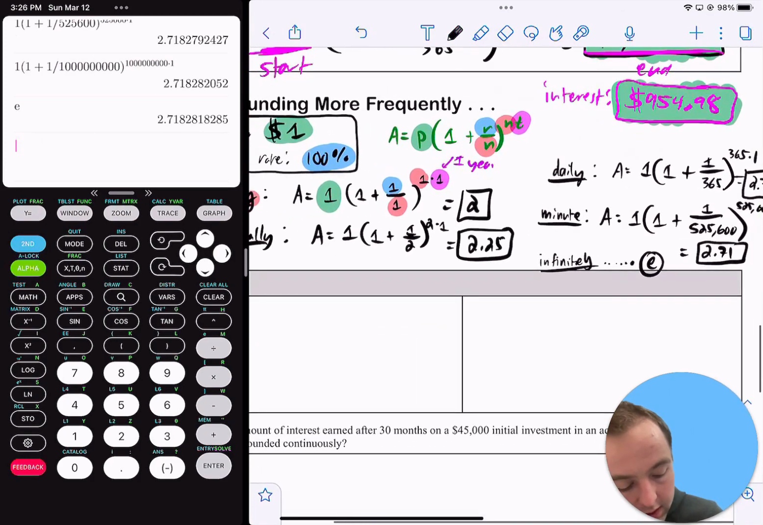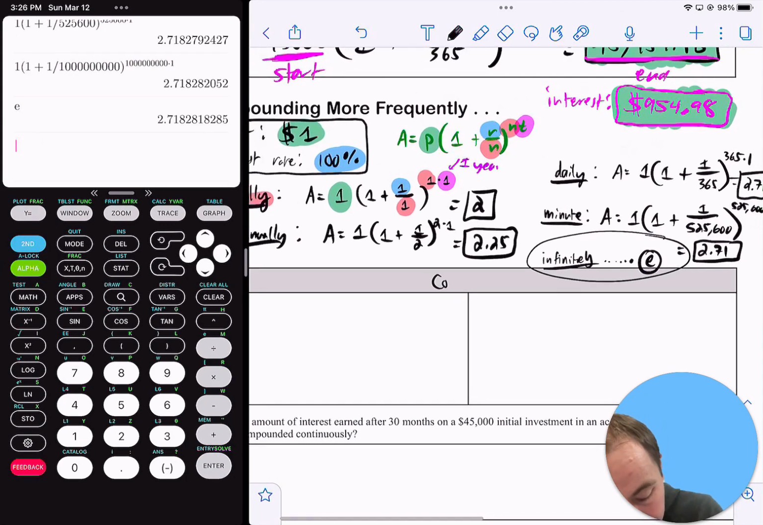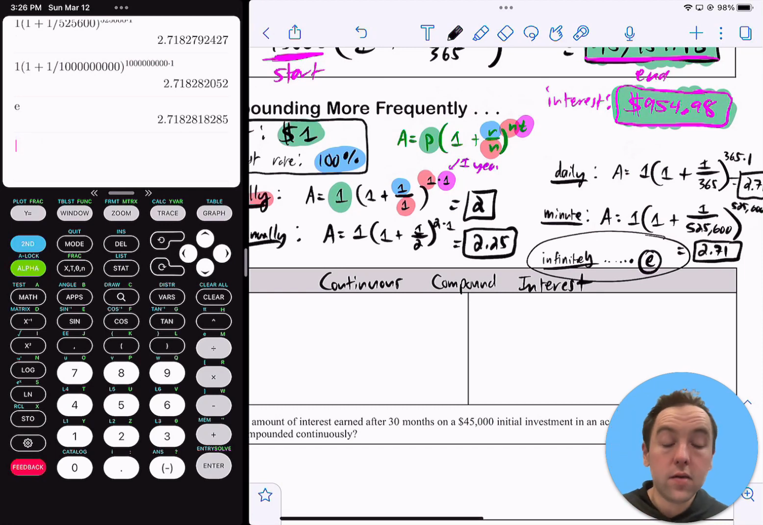So what I've just helped develop right here is the idea of having an account with compound interest, so it grows off the most recent balance in the account, the initial principal plus any earned interest up to that point in time. But if it earns continuous compound interest, continuous means that it earns interest every moment of existence.